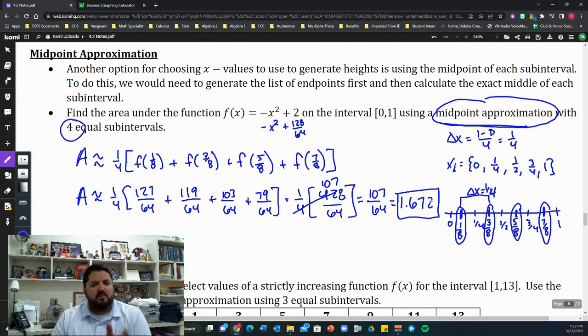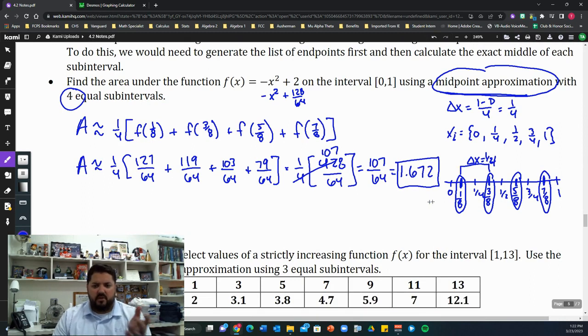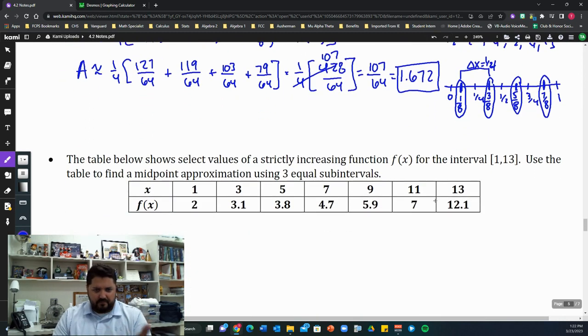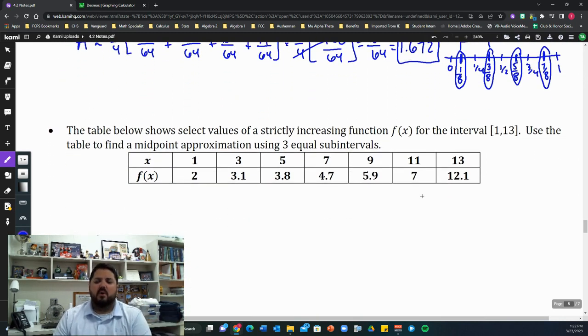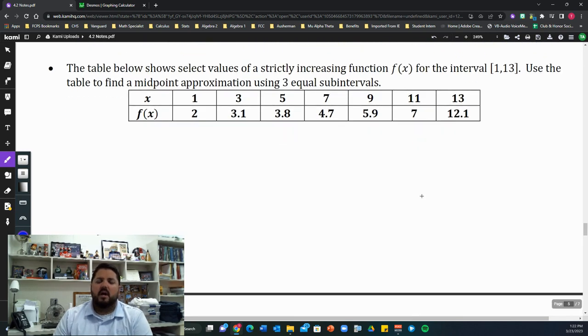So that's how we can approach midpoint problems if I give you the function. If I give you a table, this is actually going to go back to one we looked at earlier. If you notice here, when we did just left or right endpoints before, we did 6 equal subintervals, but now I'm only using 3.